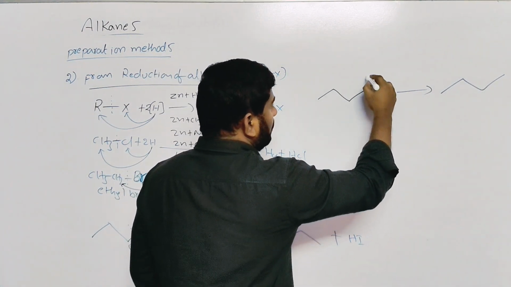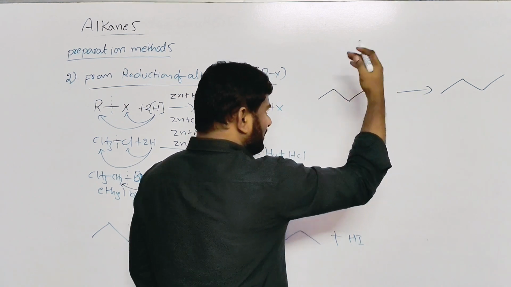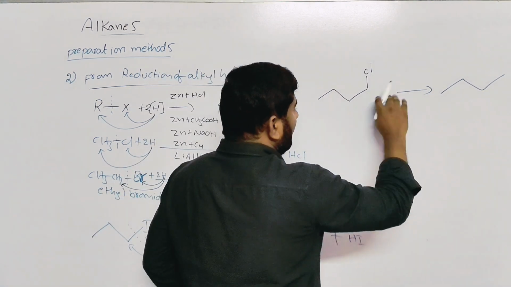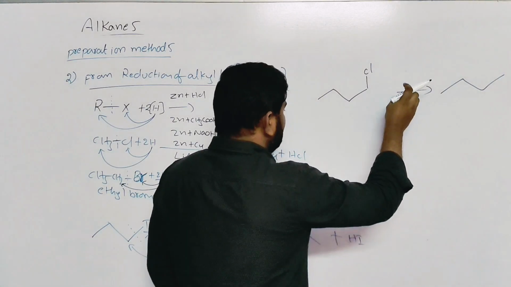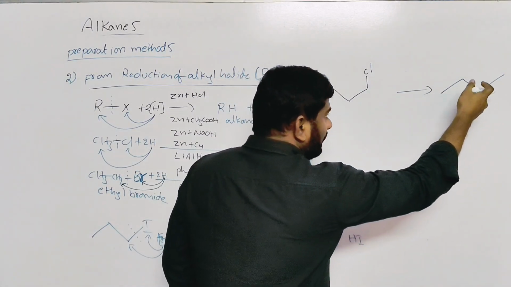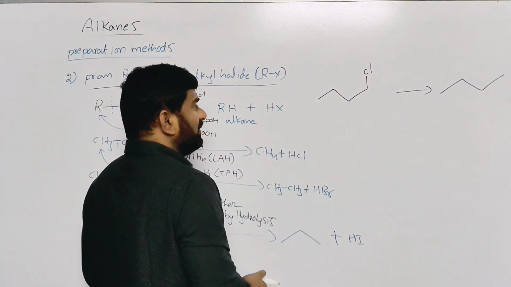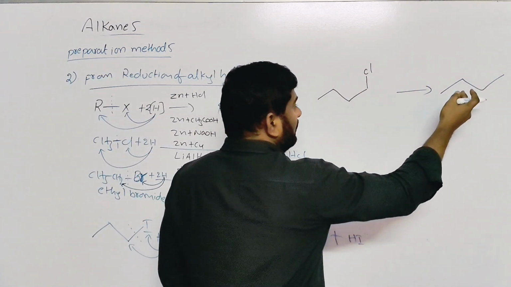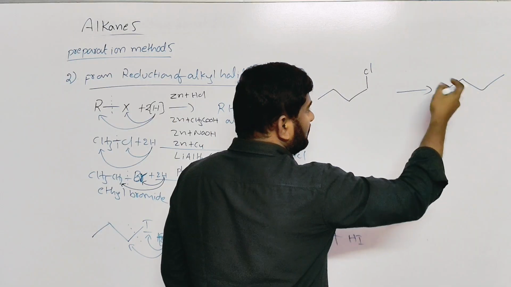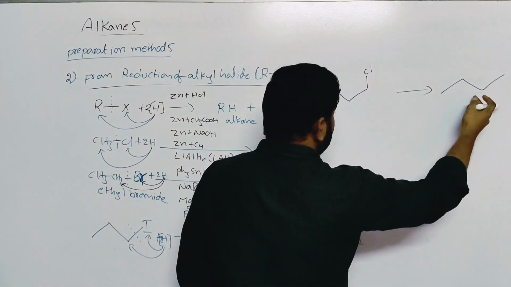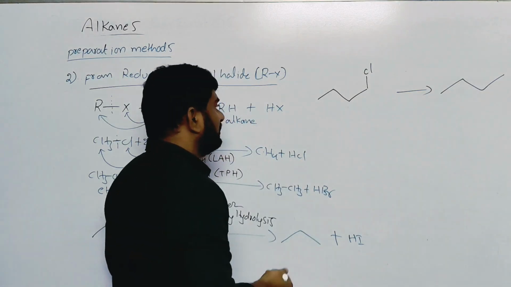It may be a 4-carbon alkyl chloride, or alkyl bromide, or alkyl iodide. So here in this reaction, you have an alkyl halide reacting with zinc plus acid. It gave butane, which means what is the starting material? What is that alkyl halide they asked? Initially, how many carbons containing alkane did you get? The same number of carbons containing alkyl halide you have to take.